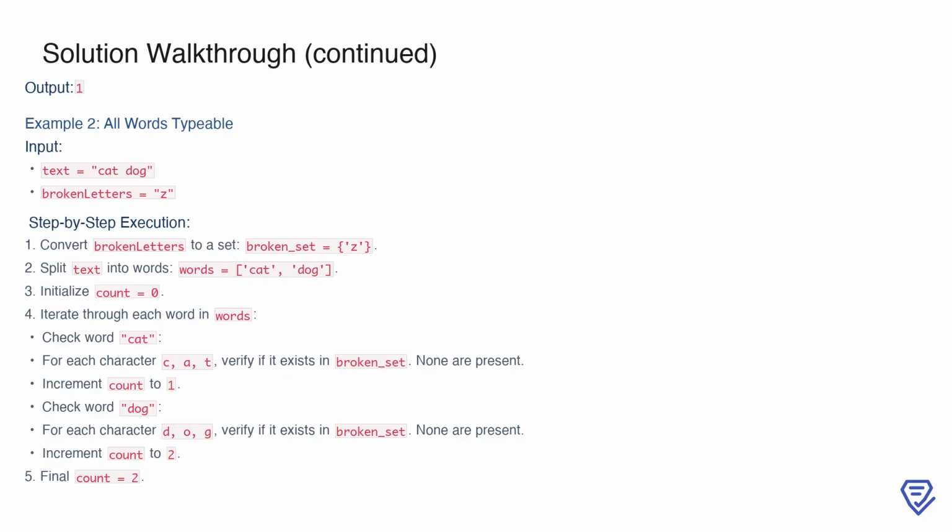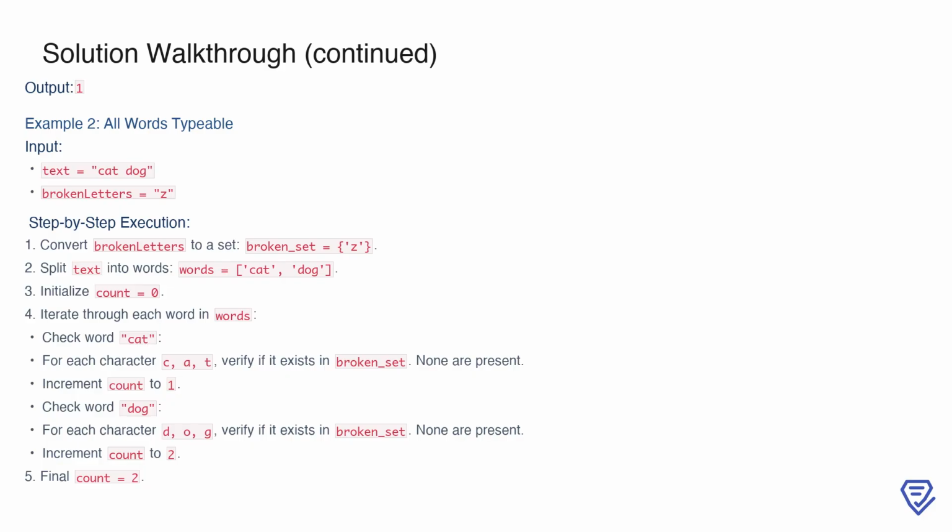Splitting the text into words gives us the list: cat, dog. We initialize count to 0, as usual. Now, for the word cat, we check each character: C, A, and T. None of these are in broken_set, so we increment count to 1.